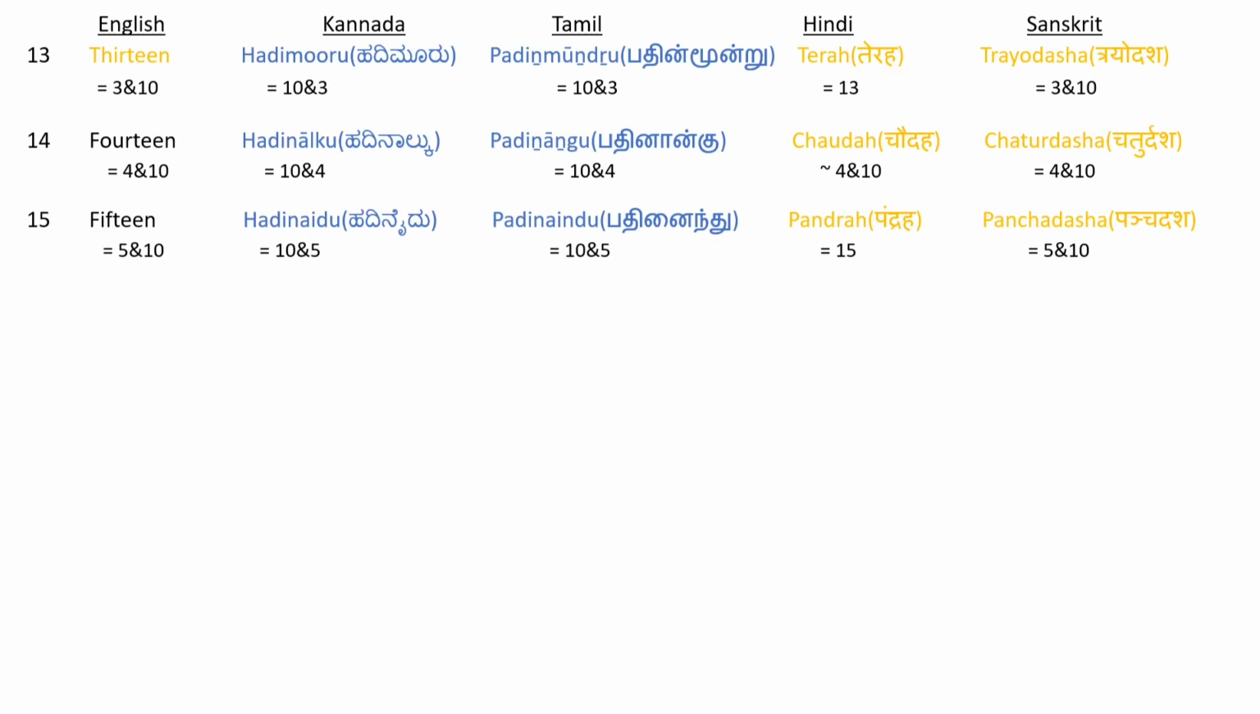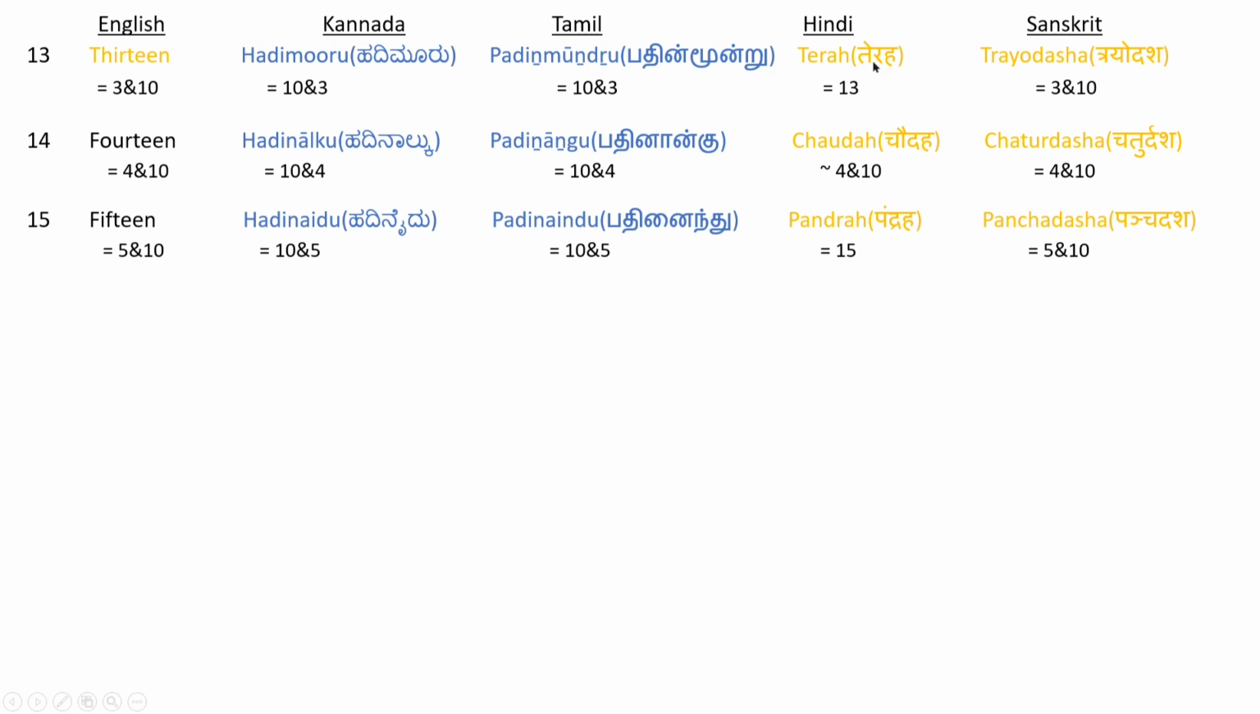So now we come to 13, 14, 15, up to 18. This is written in the same fashion. In English it's written as 3 and 10, 4 and 10, 5 and 10, up to 19 also. 19 is 9 and 10. In Kannada, as we saw, it's the combination of 10 and 3, 10 and 4, 10 and 5. Hadimoru: Hattu plus Moru is Hadimoru. Hattu plus Nalku is Hadinalku. Hattu plus Aidu is Hadinaidu. So it goes like that till 19. Tamil and Kannada are related, so they have similar words: 10 and 3, 10 and 4, 10 and 5.